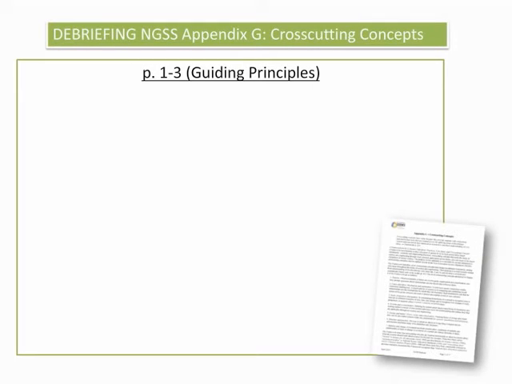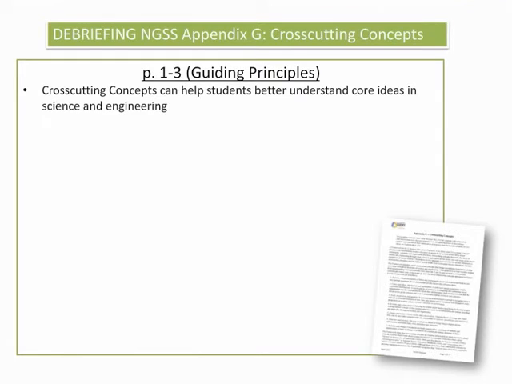So after you've had a chance to do the reading, let's just debrief a couple of things. I wanted to go over a couple of highlights from the front matter and then the back section of that, Appendix G on the cross-cutting concepts. There are a couple of the guiding principles in the first 3 pages that I wanted to highlight, and again, they're all very important, but there were just a couple I wanted to talk about.